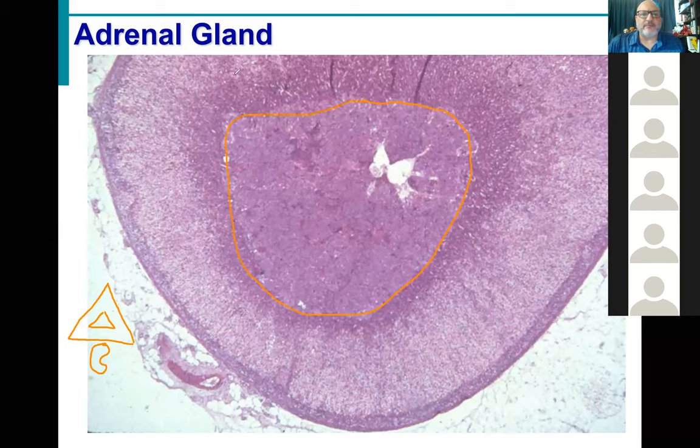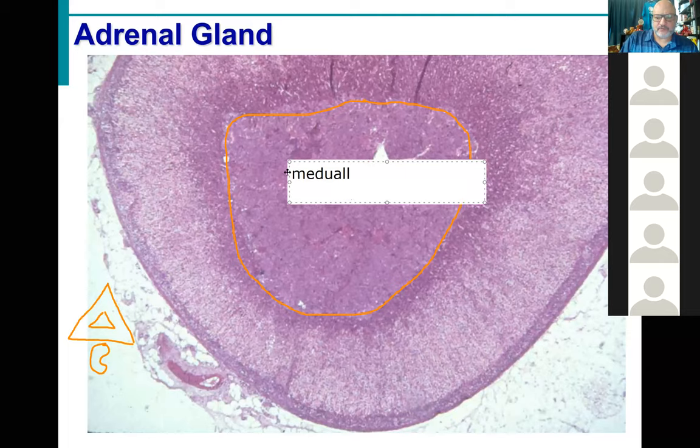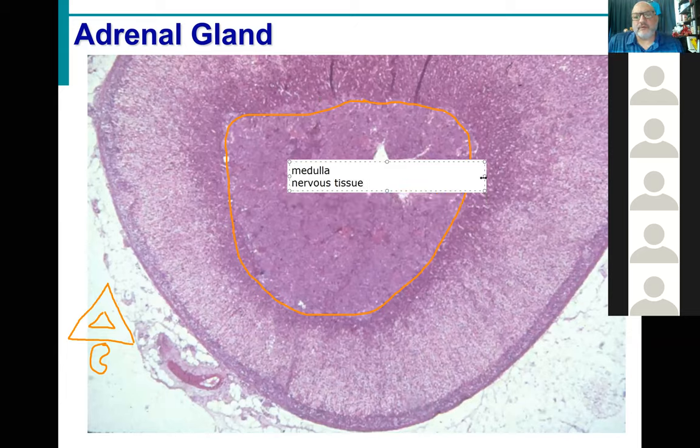And what do we call that deep area again? Medulla. Excellent, this is the medulla. And the medulla of the adrenal gland is comprised of nervous tissue. And the outer region, what would that be? Cortex.